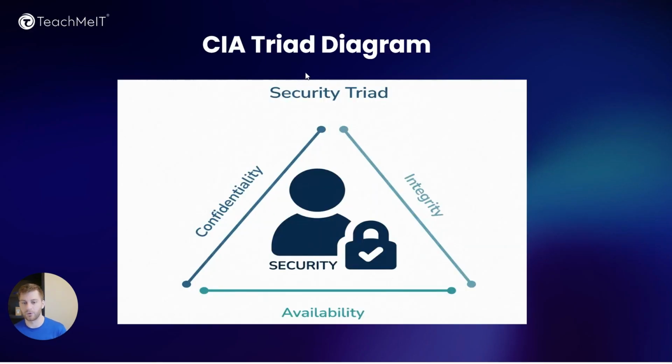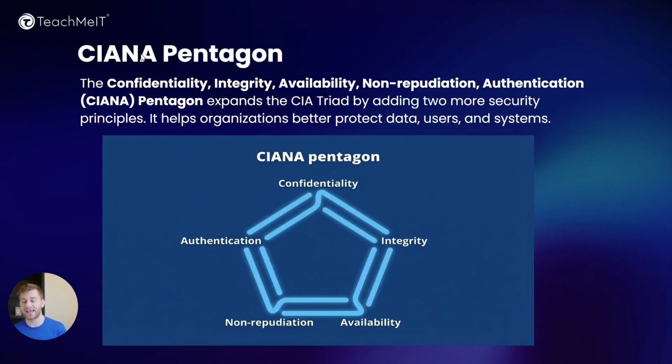Here's a physical example of a CIA triad. You can see here on this triangle, we have confidentiality here, availability here, and integrity here, and these help to make up our security. Next up is the CIANA pentagon.